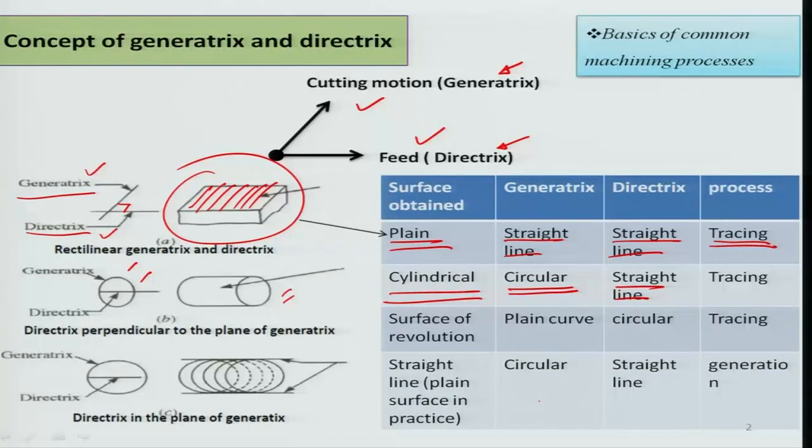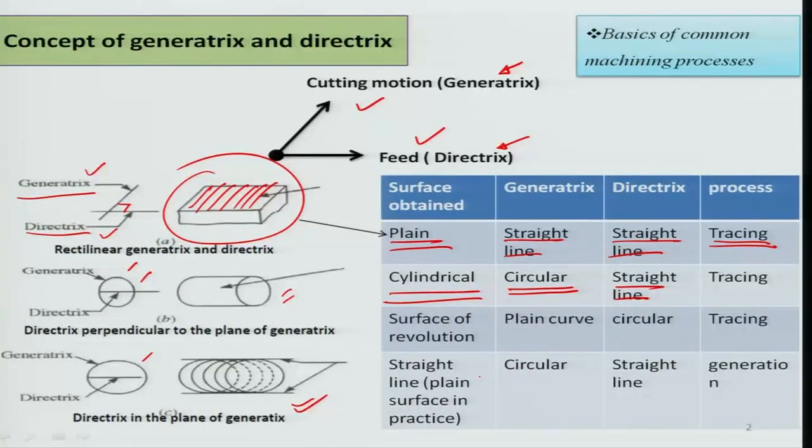Or in case there is a circular motion of the tool and the feed motion of the tool is in almost the same plane as the cutting velocity, or towards the direction of the cutting velocity, in that case also you can generate a plane surface. The example of that is milling.